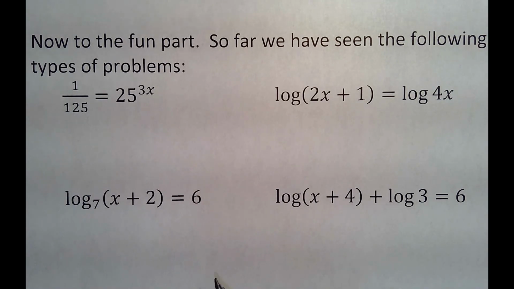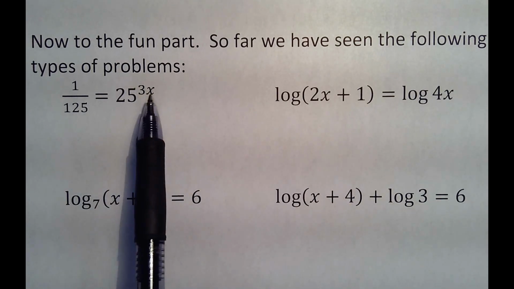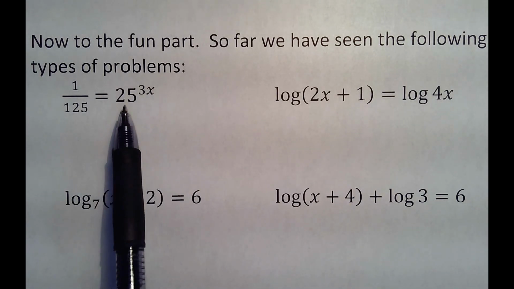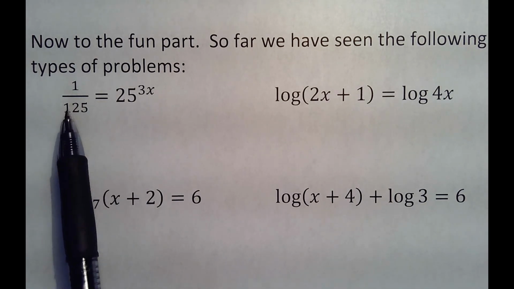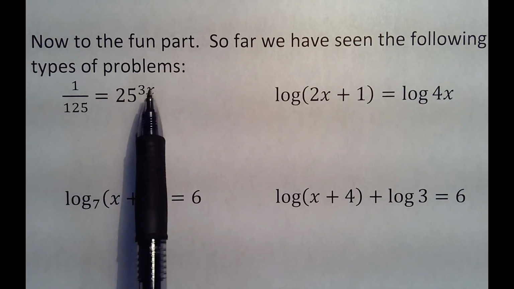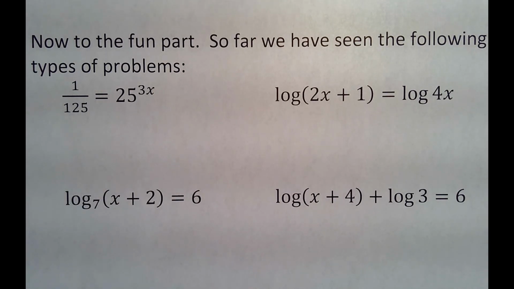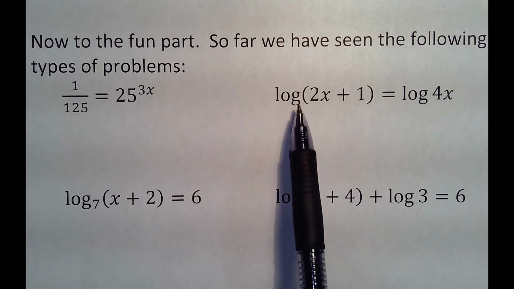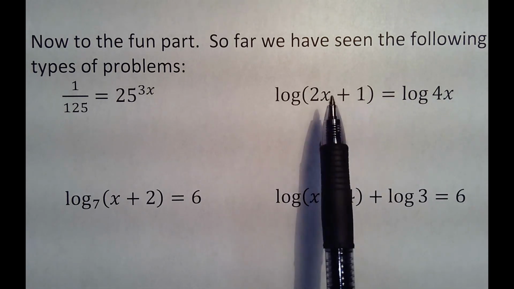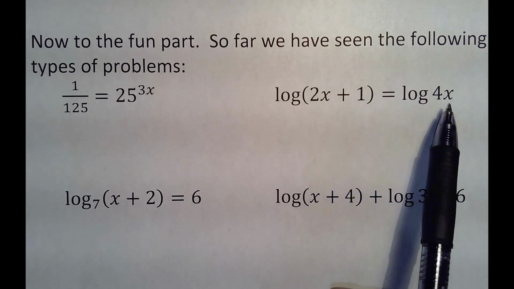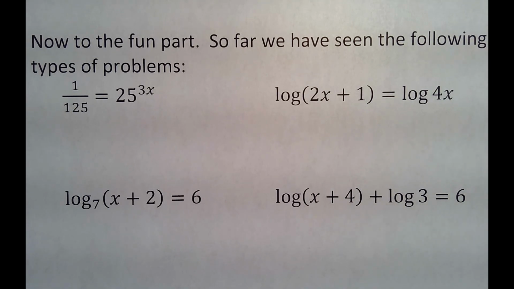Each of these has a strategy that we should at least have an idea of in terms of using. Whenever the variable's in the exponent, but you have two numbers that you can write as the same base, we write this as a 5 to the negative third, we write this as a 5 squared, we work everything out. In this situation here, you have a log of something equals a log of something, and because both of these are the same, you simply do 2x plus 1 equals 4x, solve the problem, and you're done.